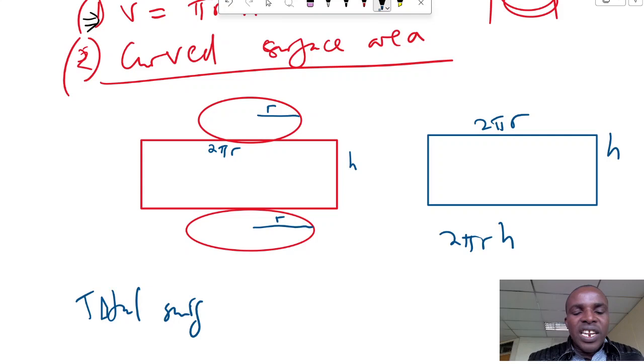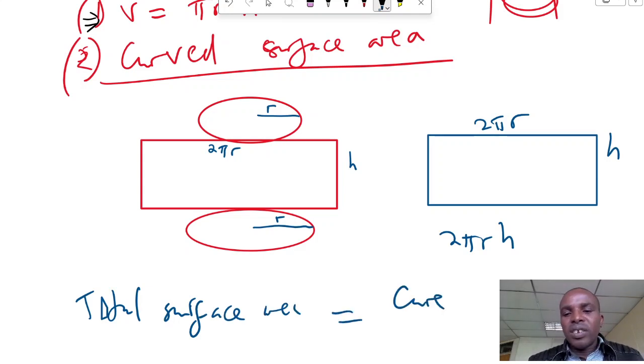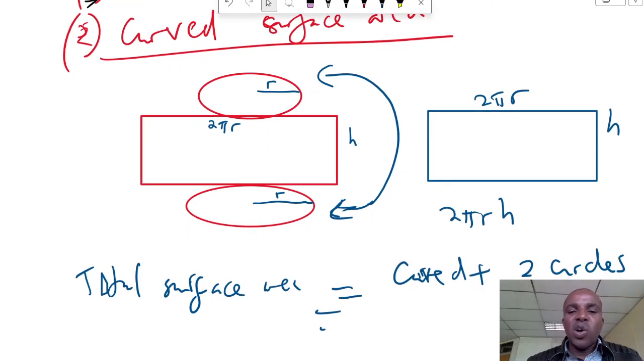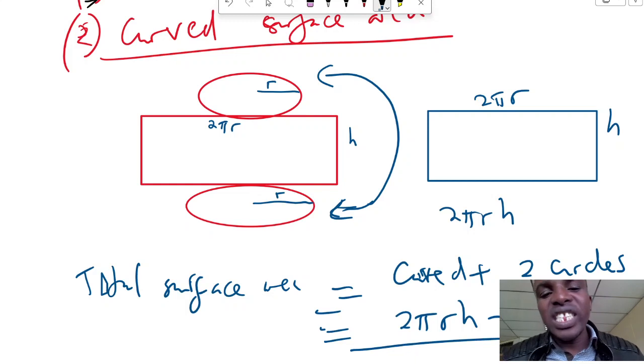The total surface area will be the curved surface area plus the area of two circles. You have two circles, this one up and down here. There are two of them. So that's the total surface area of this cylinder. So area of curved is what? 2 pi r h plus two circles, which is 2 pi r squared. This one represents the total surface area of this cylinder. Just like that. Done, right?